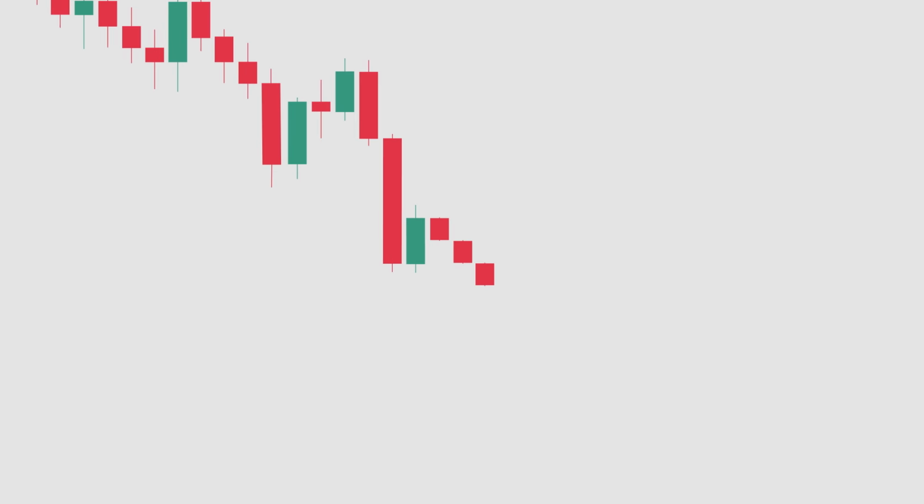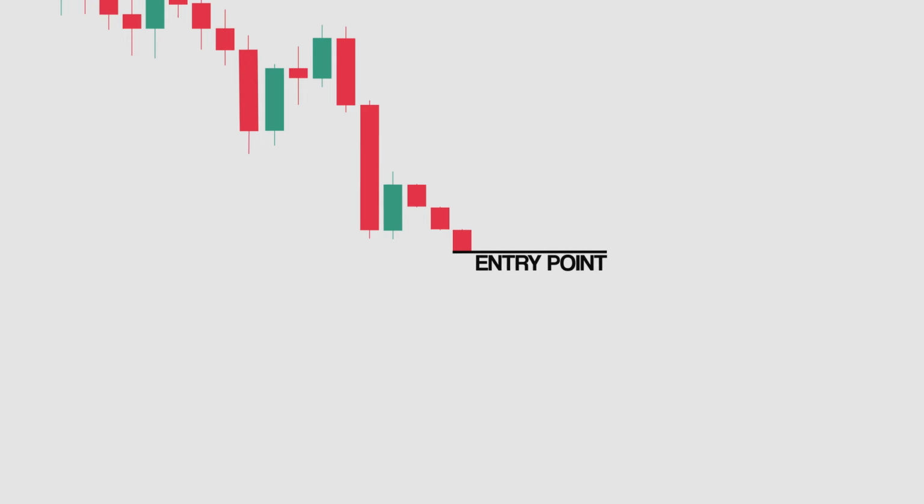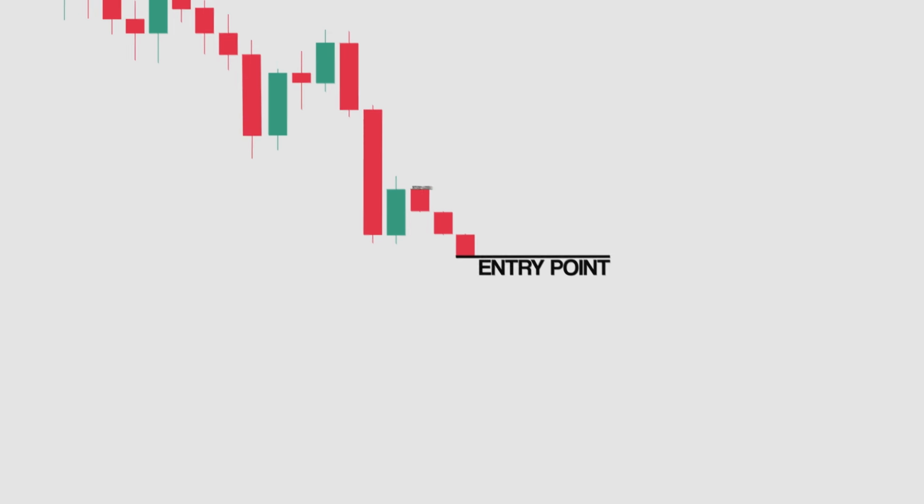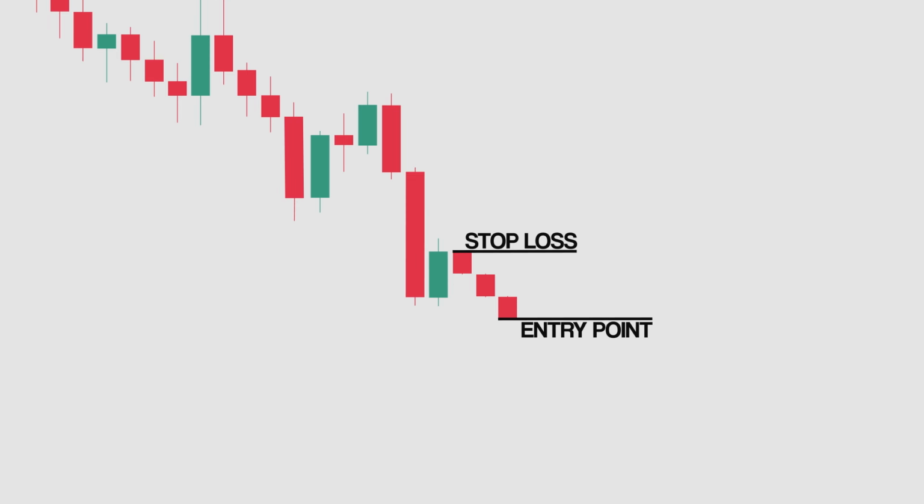The entry point for a short position is the close of the third candle, and the stop loss is placed above the high of the first candle in the pattern.